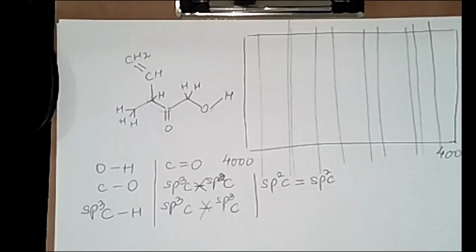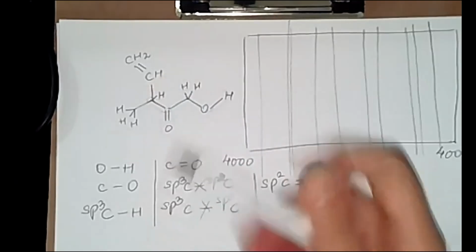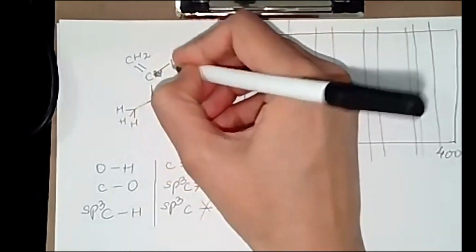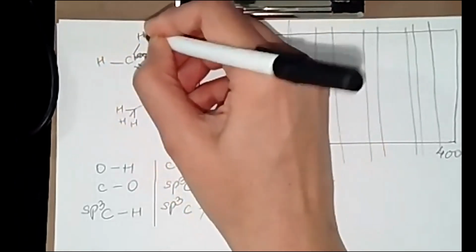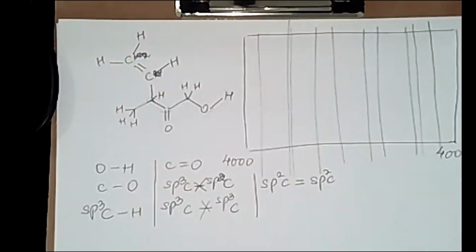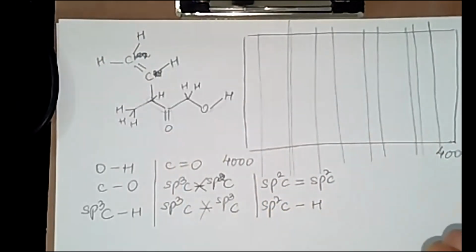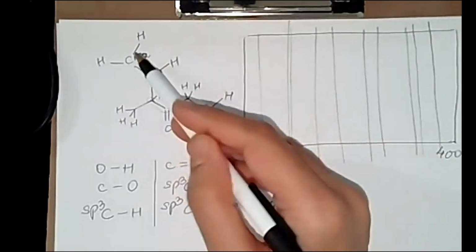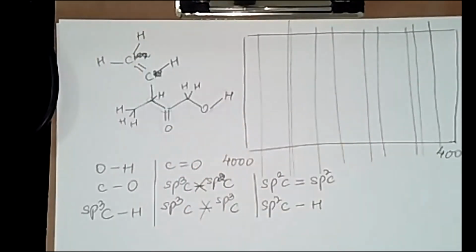If you think you're done, look again. There is one more bond type that we forgot to write, and that's where writing out all your hydrogens on your structure will help you. This is an sp2 carbon hydrogen bond type.